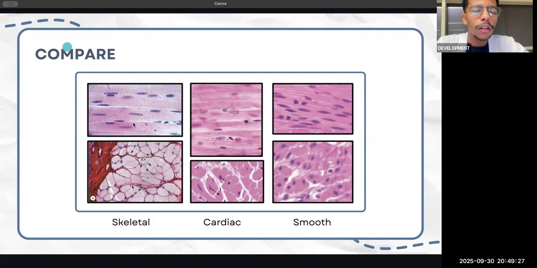But here the main things are, we said for skeletal, peripheral nuclei with striations. Okay. And for cardiac, we said what? Centrally located cell nuclei with intercalated discs. And then for smooth, fusiform cells. Okay.